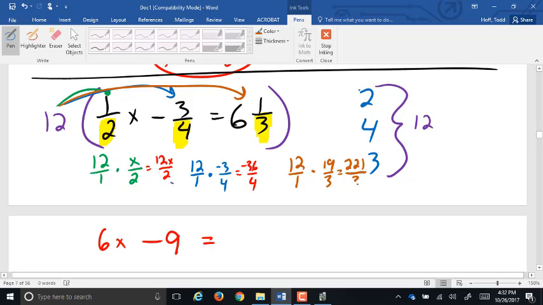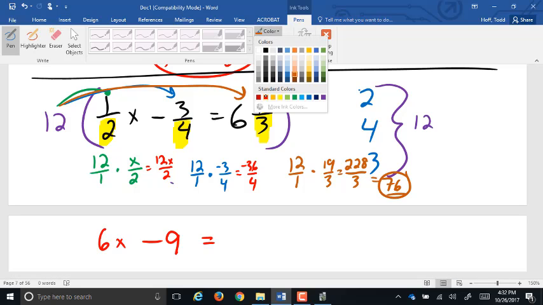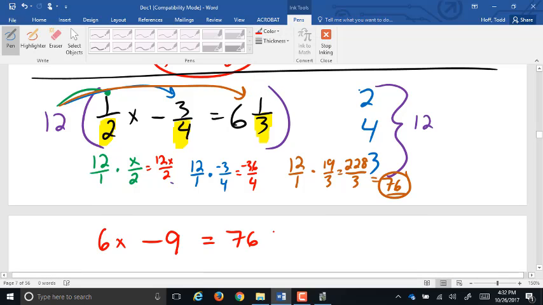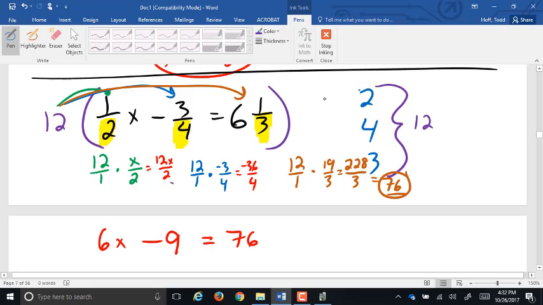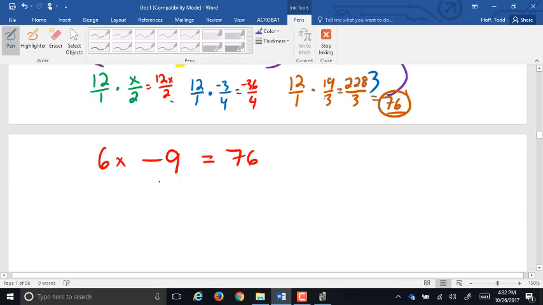221 over 3, which divides out to be, what, 76? I did something wrong there. 12 times 19 is not 221. It is 228. So that divides out to be 76. And of course, now we can go ahead and add 9. So 6x equals 85. And we can divide by 6.